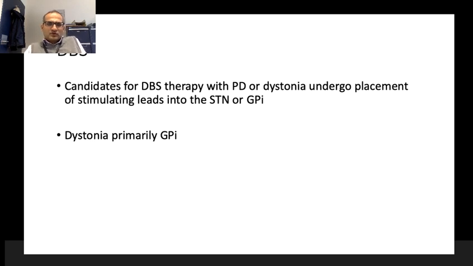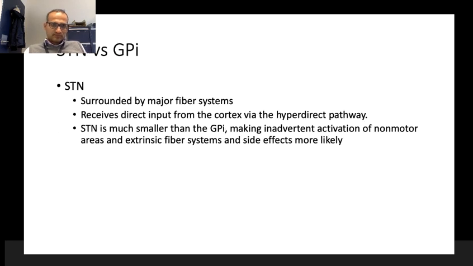Then it comes to the DBS itself, and talks about the two main targets for DBS for PD, which are STN and GPi. However, for dystonia it's primarily GPi. There are other targets. For example, they talk about thalamic targets, PPN targets, and STN targets for dystonia, but they're all under research.